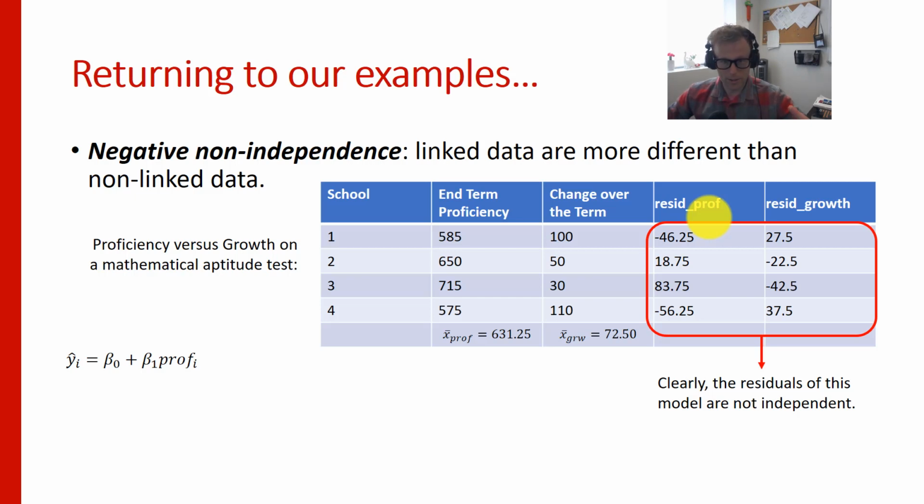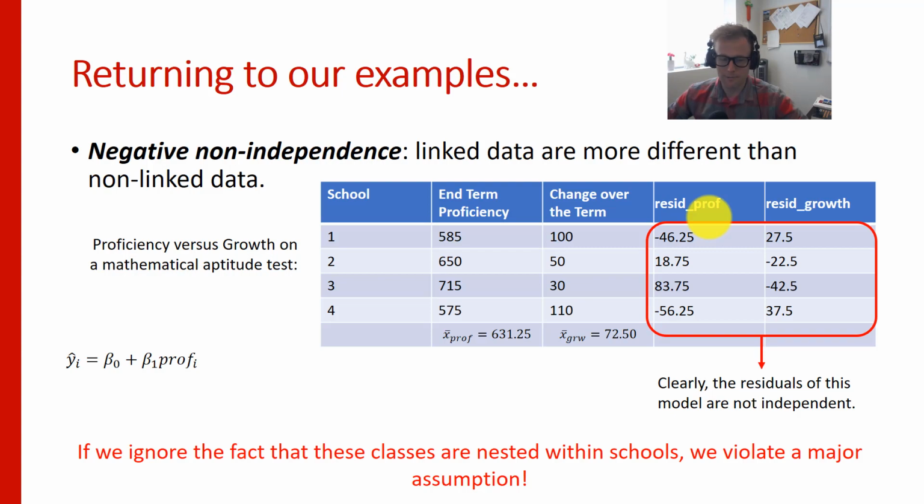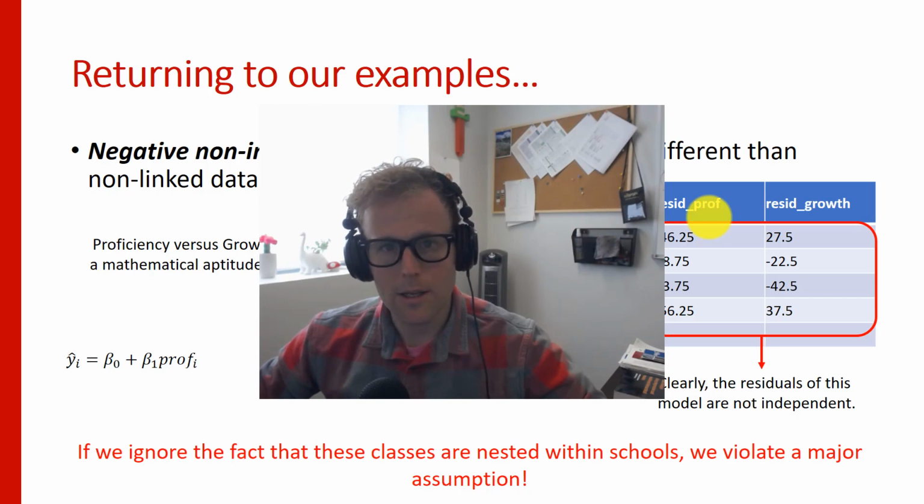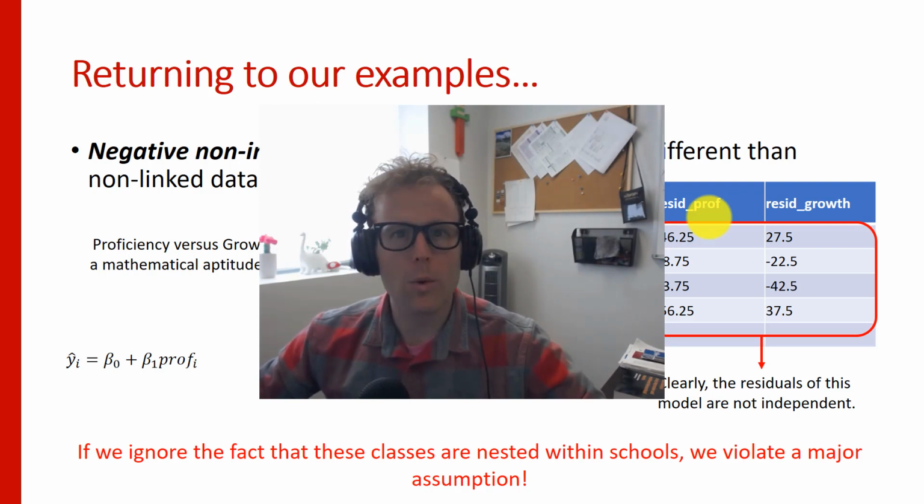So if we ignore this data structure, and we ignore the fact that we're actually taking observations from within the same school, that violates a major assumption. And again, it's going to lead us to the wrong statistical inference. So the most important thing that we really want to emphasize at this stage is we want to be very cautious of, when we're looking at our data, what are the groupings or what are the sequences? How are our scores potentially statistically related to each other? And are we correctly accounting for that in our statistical models?